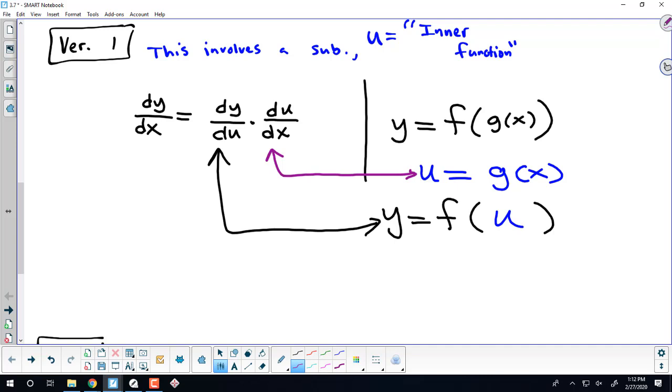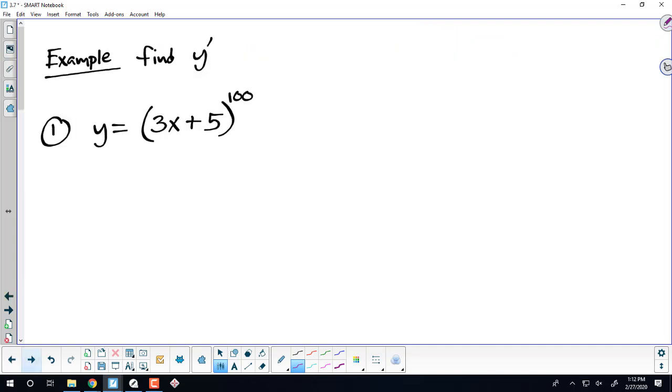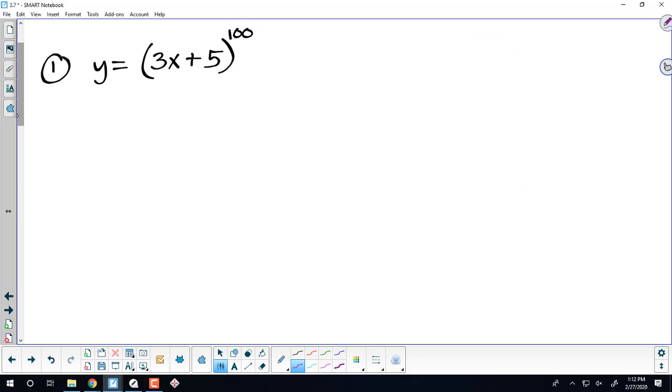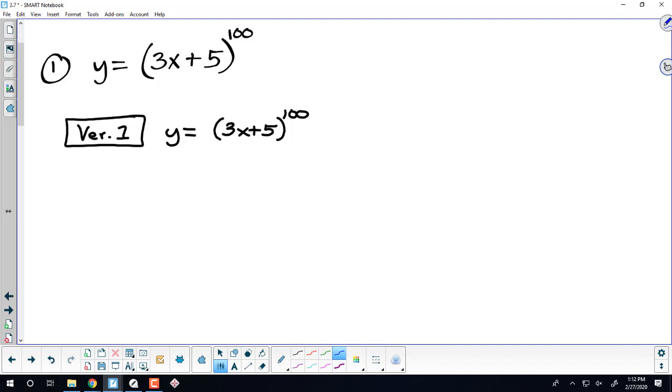All right, so we'll look at a couple of examples. Find the derivative of 3x plus 5 to the 100. And so we'll look at version 1. Version 1 involves a substitution. We're going to let u be the inner function. What would the inner function here be? 3x plus 5. Do y'all agree? So u is 3x plus 5. After you make that substitution, you want to rewrite y in terms of your substitution. So this step implies that y is now u to the 100th.